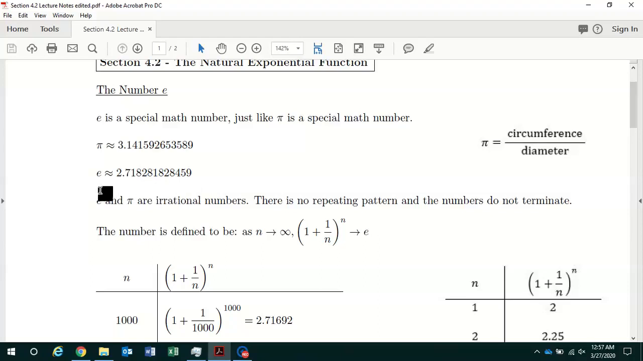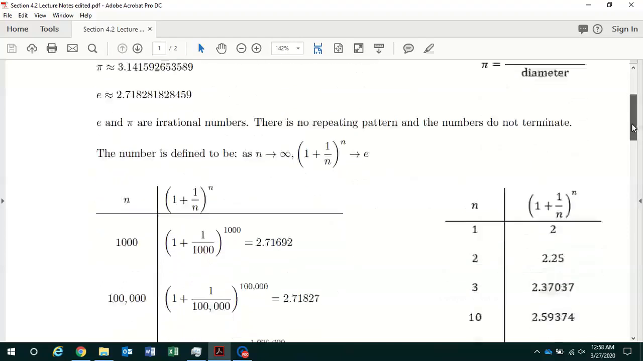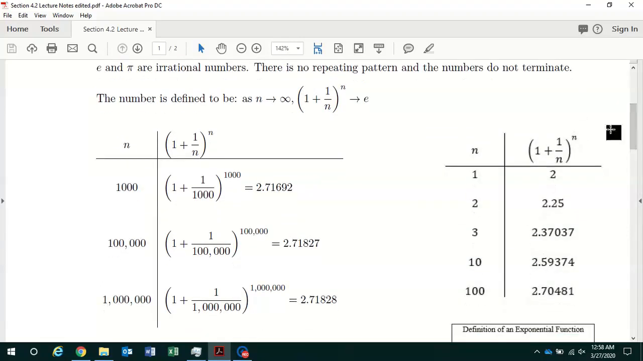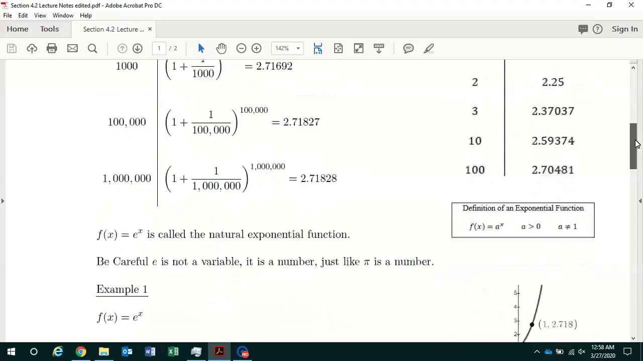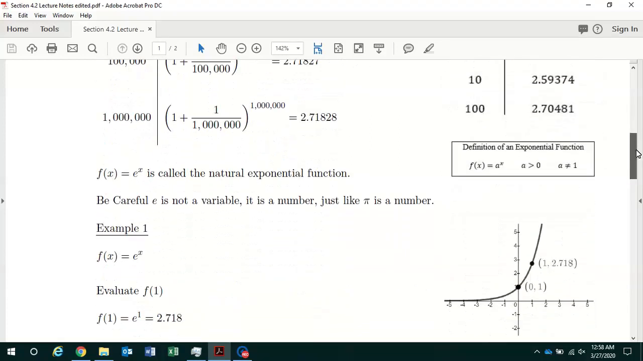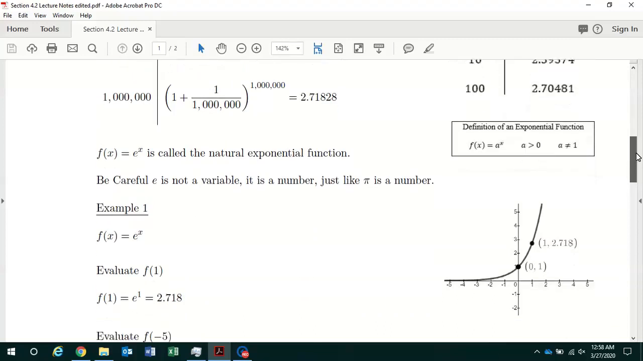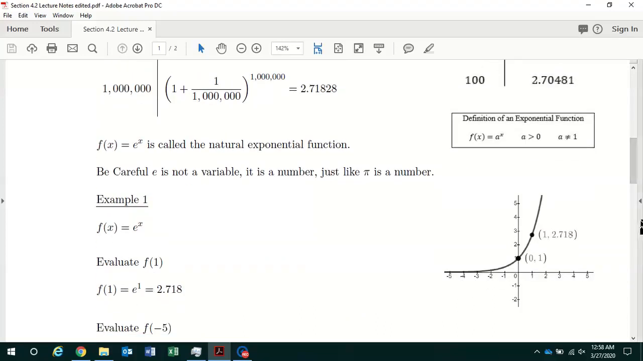And so it is, in my opinion, a miracle number in mathematics that this sequence of numbers generated by this formula right here, right, or here, right, generated by this formula converges to a specific number on the real number line, and we call that number e. All right, so that leads us to the natural exponential function.